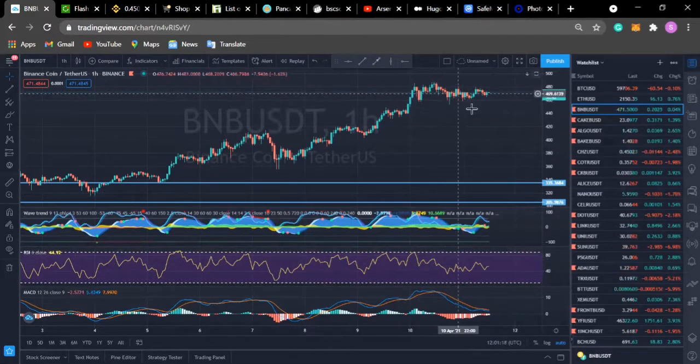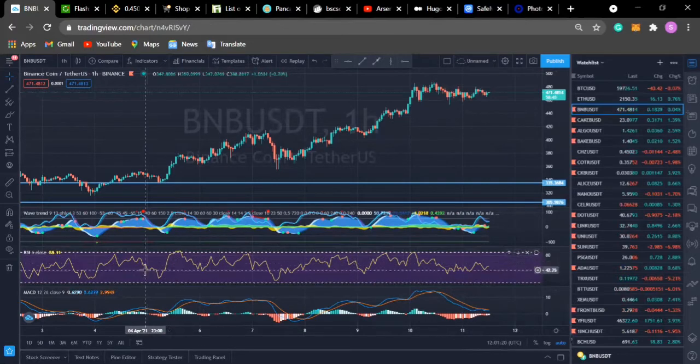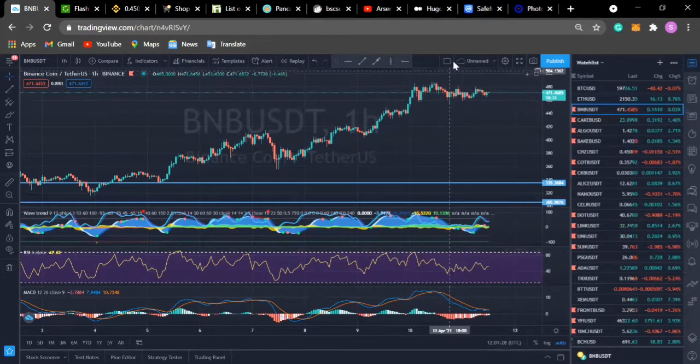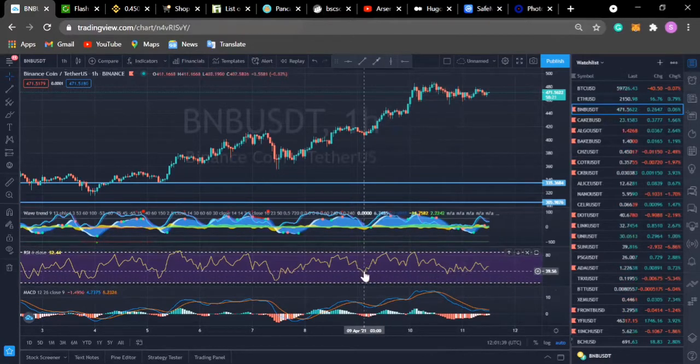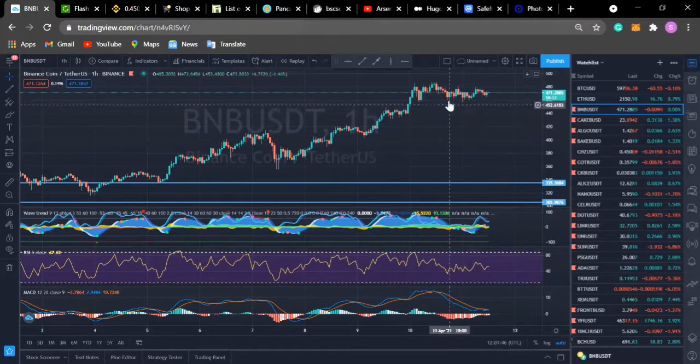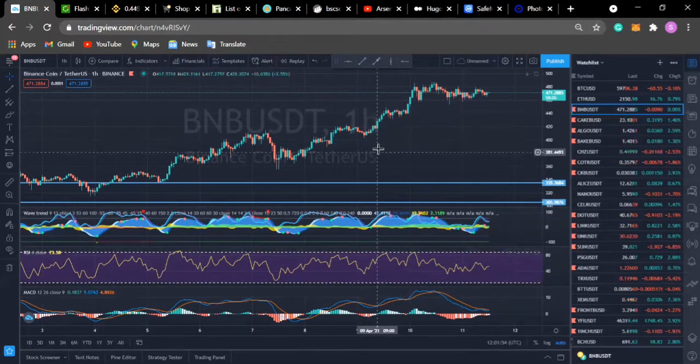So you see, it is still showing me that the market is still bullish because RSI is not dropping. Look, RSI is dropping, but if you check the market, it's not dropping. Compare this level here, this level here, and this level here. Now, when you go to the chart, look, this level here is at $408. Now, this same level here is at $471. This shows you that this is still a bullish market.